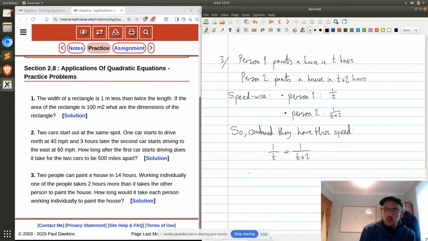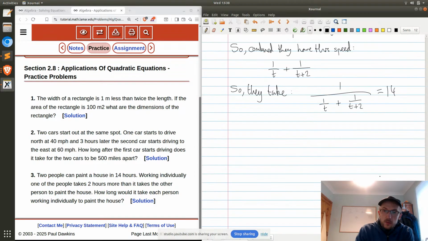But wait a minute, you're not telling me how long they actually take to paint the house. The answer is 14. That's their speed, combined speed. So they take this long to paint 1 house. And that happens to be equal to 14, by the way. So now solve.